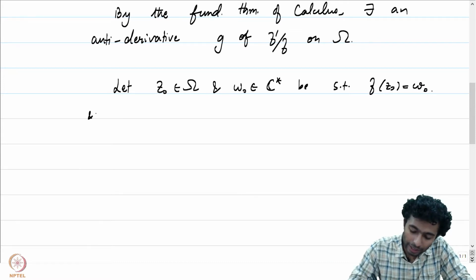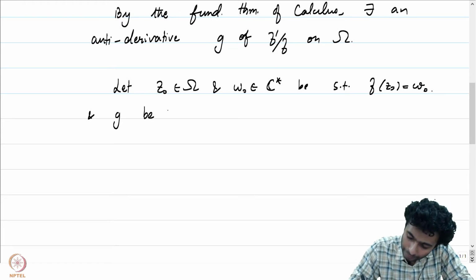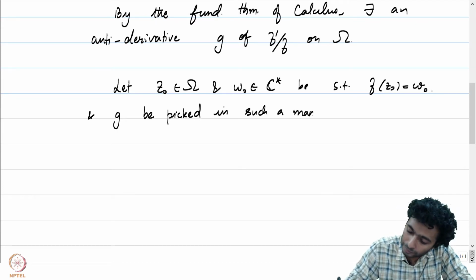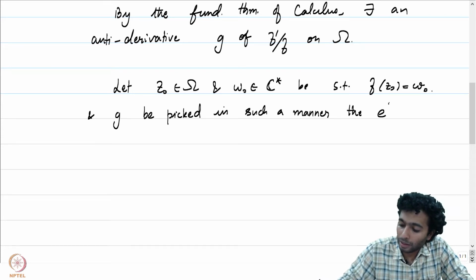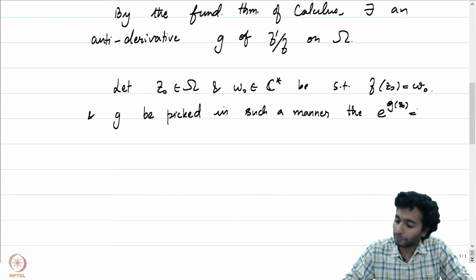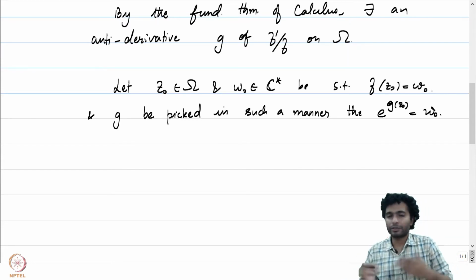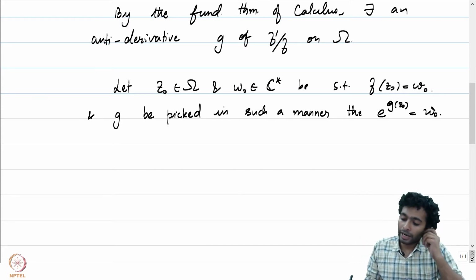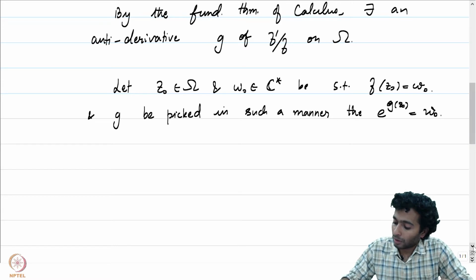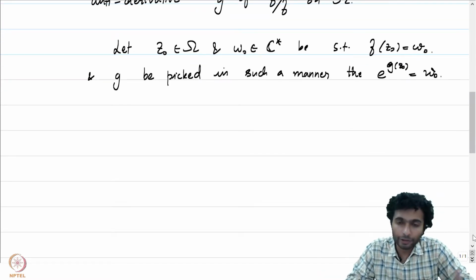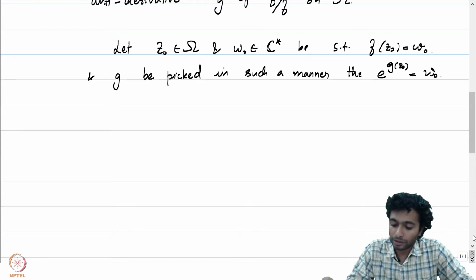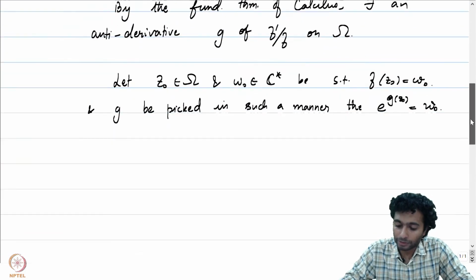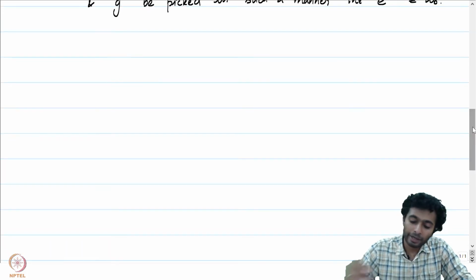Let's pick our g in such a manner that e to the power g of z0 is equal to w0. You can always do this because w0 is a non-zero constant, and the exponential is a map from C onto C star, and therefore you can add the relevant constant to g to arrange for this to happen. So once we have this, let's now see what happens to our function g of z. Remember that g of z is the primitive of f prime by f.